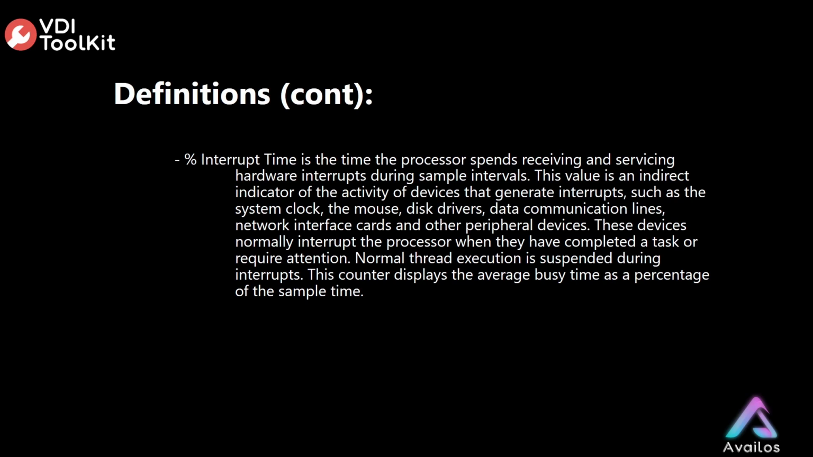Lastly, we'll talk about interrupt time, which is the time the processor spends receiving and servicing hardware interrupts during sample intervals. This value is an indirect indicator of the activity of devices that generate interrupts, such as the system clock, the mouse, disk drivers, data communication lines, network interface cards, and other peripheral devices. These devices normally interrupt the processor when they have completed a task or require attention. Normal thread execution is suspended during interrupts. This counter displays the average busy time as a percentage of the sample time.